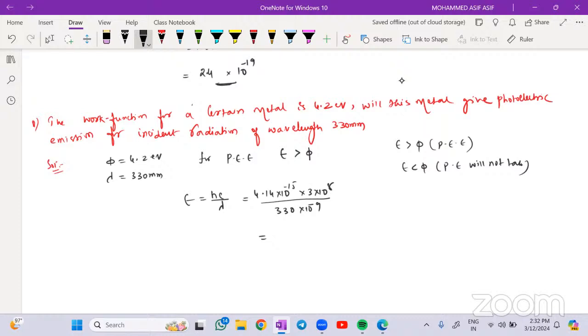I hope you remember the values. The value of h is actually 6.6 into 10 power minus 34 joule second. Don't get confused. h is equal to 4.14 into 10 power minus 15 electron volt second. Energy unit is in terms of electron volt. That is the reason I'm taking the value of h as 4.14 into 10 power minus 15. So simplify this one, see how much I'm getting.